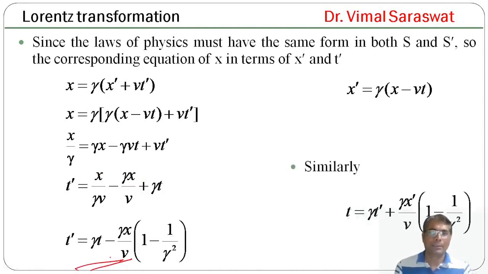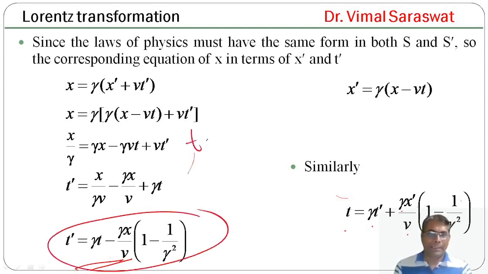Similarly, t equal to gamma t dash plus gamma x dash upon v into 1 minus 1 upon gamma square. So in this equation, we replace t with t dash, t dash with t, v with minus v, and also x with x dash. So we get this equation.